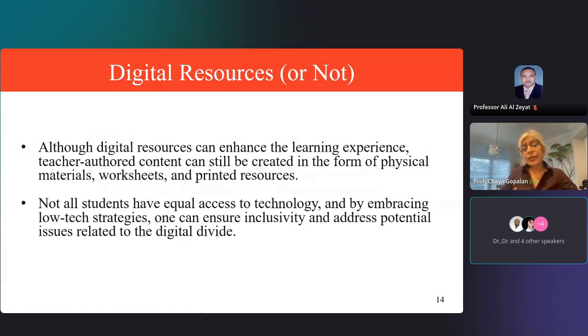All right, digital resources or not. Flipped teaching has been considered an elite type of teaching method. You need a computer, you need Wi-Fi or internet access, all that. That's where I am now a proponent of flipped teaching where technology is not necessarily needed. That's where all these details are coming from. Although digital resources can enhance the learning experience, teacher-authored content can still be created in the form of physical materials, worksheets, printed resources. Not all students have equal access to technology. By embracing low-tech strategies, we can ensure inclusivity and address potential issues related to the digital divide. Next slide, please.